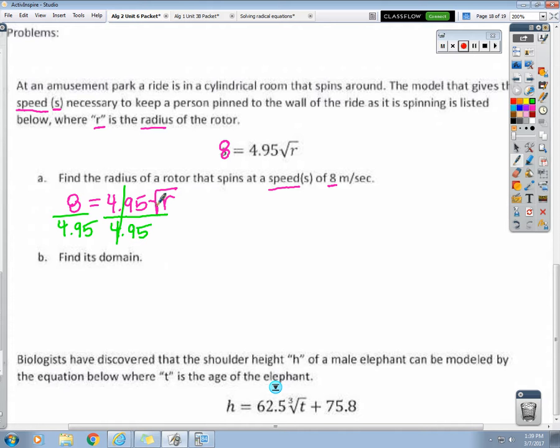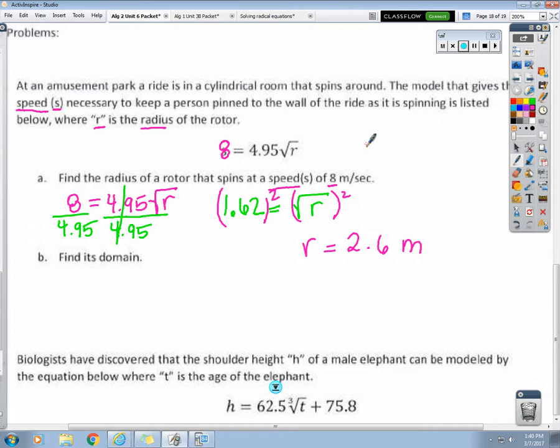And so what is 8 divided by 4.95? Okay, so we'll just round it to 1.62. And then that equals the square root of R. So now the final step to isolate the R is to square it, to get rid of the square root. And you have to square this side. And so R equals whatever 1.62 squared is. 2.6. And remember, R is for radius, and that's 2.6 what? Meters, because the speed was in meters per second.